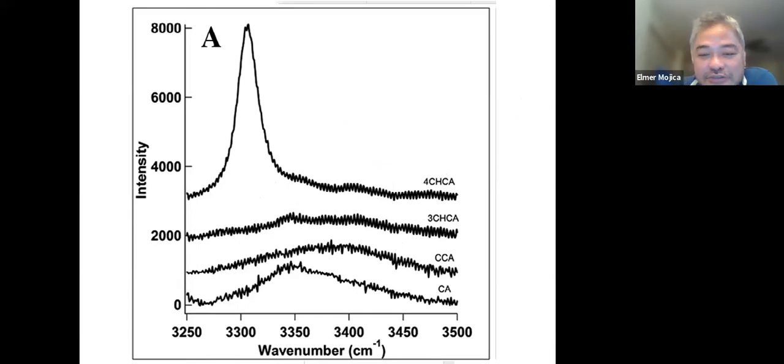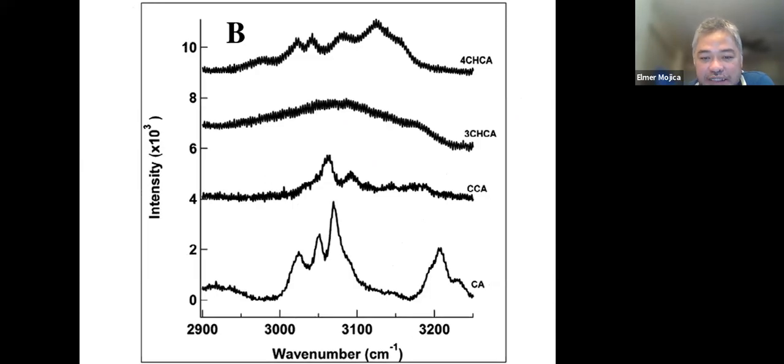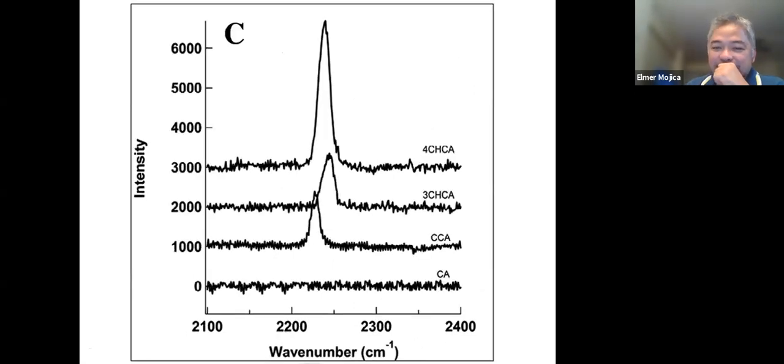So the initial thing that we do is we compare the Raman at different regions. And then we also look at this region. Which functional group is in this region? Anyone? This is the CH region. And then we also look at this 2200 to 2300 region.